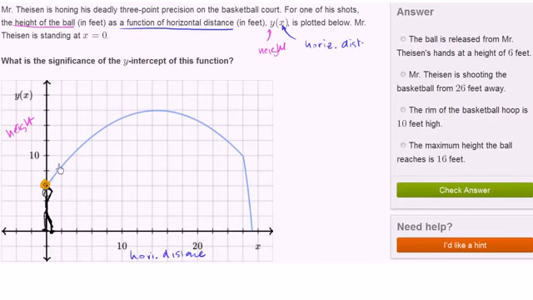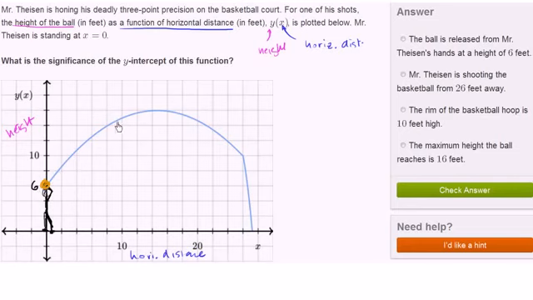And you see from the function right over here that where the graph intersects the y-axis, that tells us essentially the height of the ball when x is equal to 0, where Mr. Thiessen is standing. And if we look at this, this looks like it's 2, 4, 6 feet high. So that's really the initial position of the ball when Mr. Thiessen is about to let go of it. Then he lets go of it, and the ball goes in this parabolic trajectory.